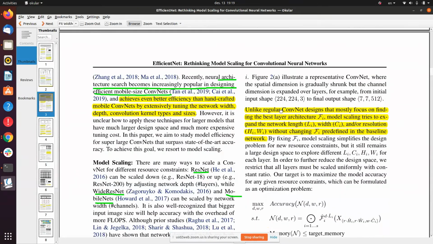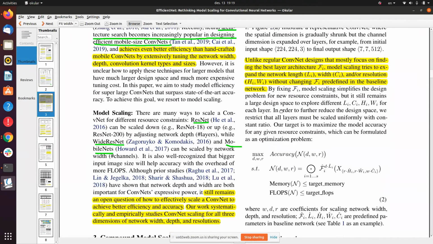Then the third section, if you see, is model scaling. Model scaling in the sense that it is again related to depth. For example, ResNet has different variations, from 18 to 200, as I mentioned earlier. And again, Wide ResNet is about how to improve accuracy by increasing the units in each layer. So it is a kind of scaling that they talk about here.